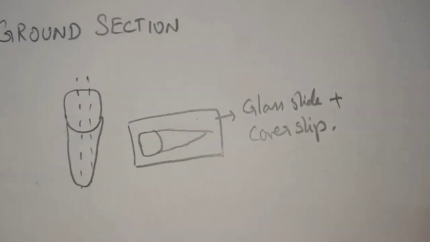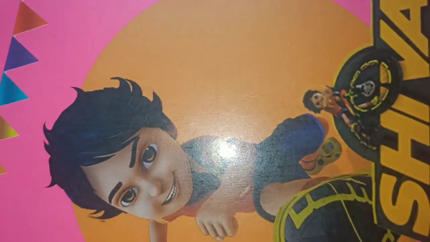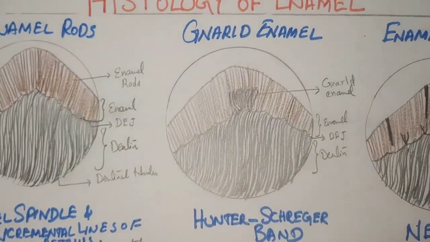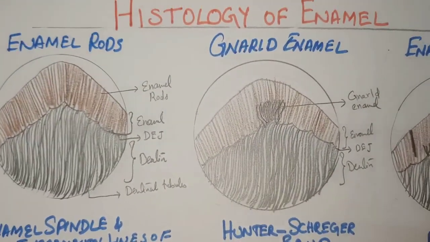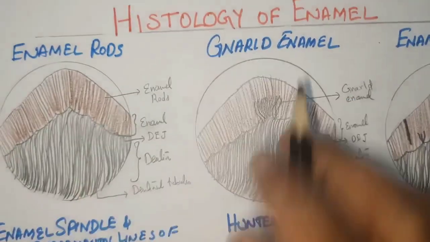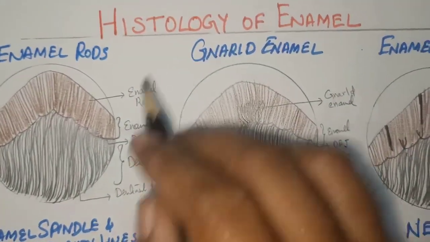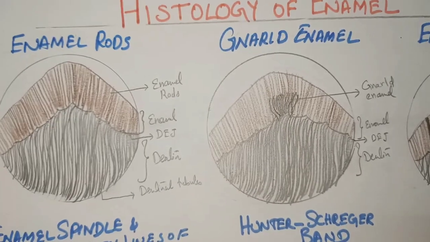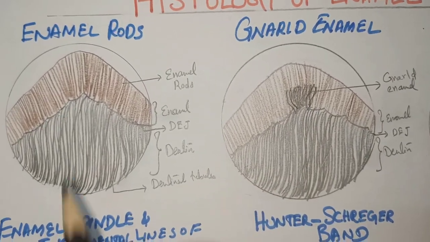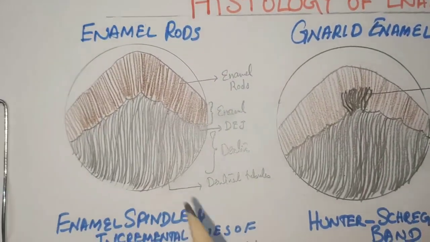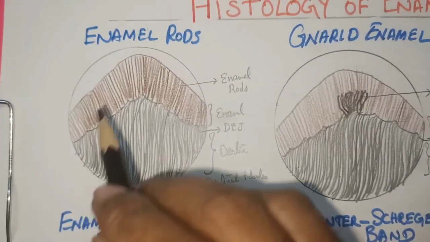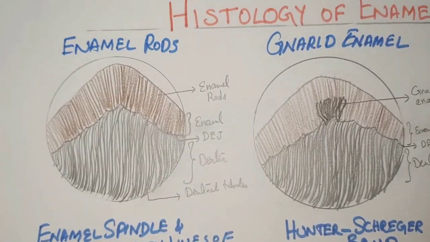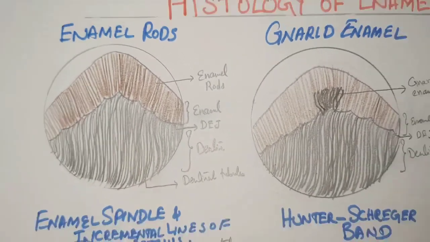When you see the tooth or the enamel portion of the tooth in the light microscope, you will see on the enamel surface various structures. That is the study of histology of enamel. Okay, so first we'll start with enamel rods. The main composition of enamel is enamel rods. They are nothing but composed of hydroxyapatite crystals.